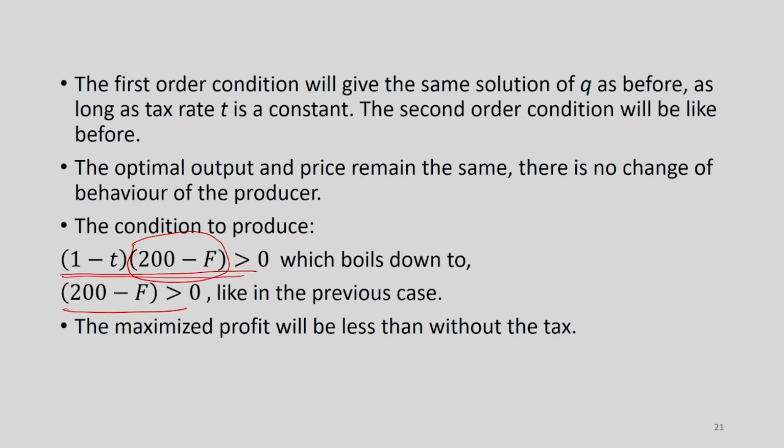So, in case of tax on profit also, the behavior of the producer does not change due to the tax. He will demand the same price, he will be producing the same output as before the tax. One thing will change, that the maximized profit will be less because a part of the profit has been taxed away.